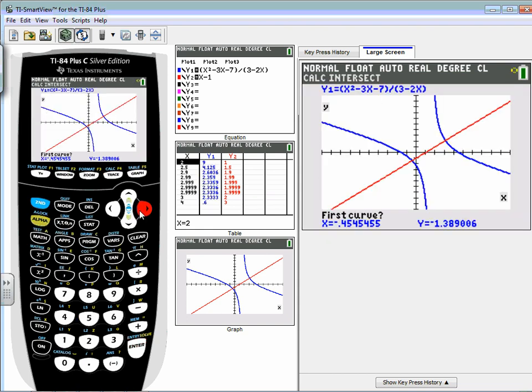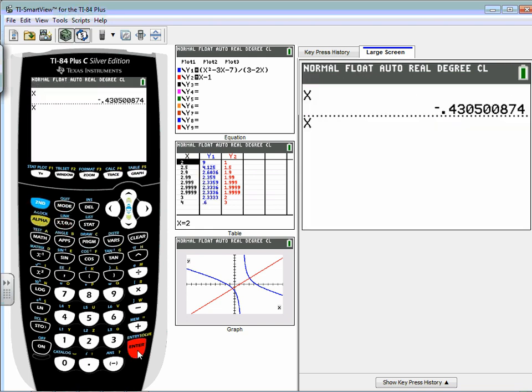I'm just going to move my cursor over to the other intersection. If I can get there, there we go. And then again, because it's on that intersection, enter is the first curve. It automatically switches to y2, and then the guess doesn't much matter. And I get 3.0971.